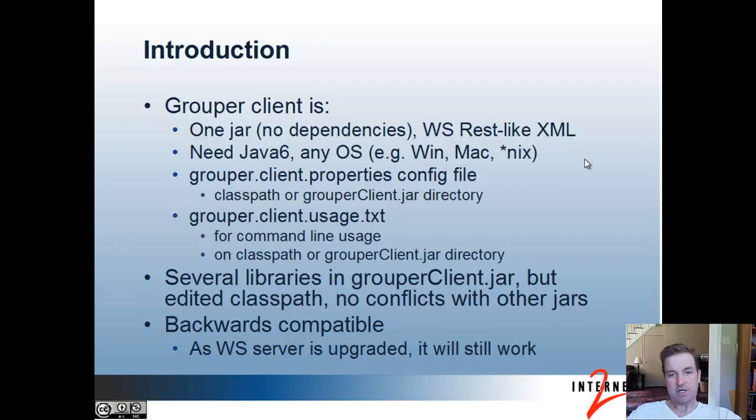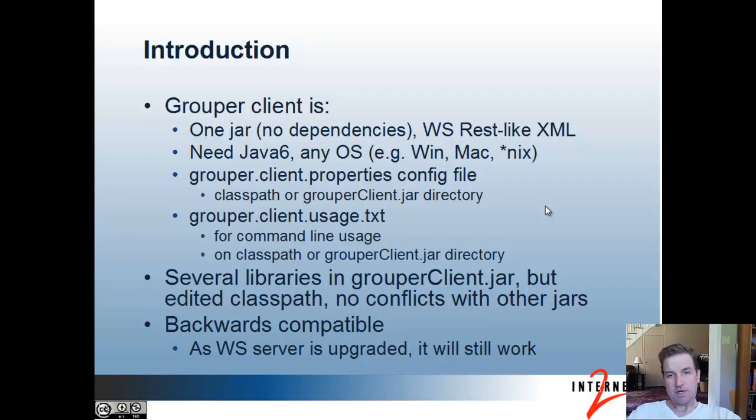It consists of that jar and then also the Grouper client properties config file, which needs to be either in the class path if you're running it in a Java application, or in the Grouper client jar, whatever directory that jar is in. And if you're running this for a command line, the grouper.client.usage.txt is going to be a big file for usage of the Grouper client, and that can be institution specific. So that's outside of the jar, and that needs to be either on the class path or the Grouper client jar, whatever directory that's in.